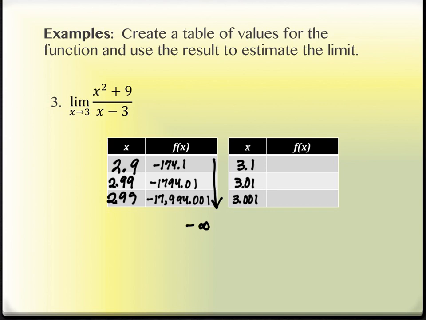So we say it's approaching negative infinity, right? Every single time I add one more 9 to the end of my 2.9 list, it gets 10 times as big as it was before, right? It went from 174 to 1,794 to 17,994. Let's do the other list. On the other list, it goes from 186.1 to 1806.01. And my last one ends at 18,006.001.